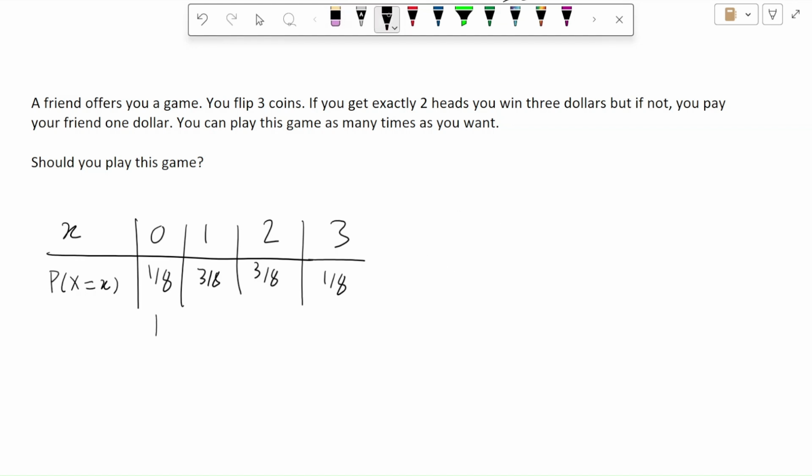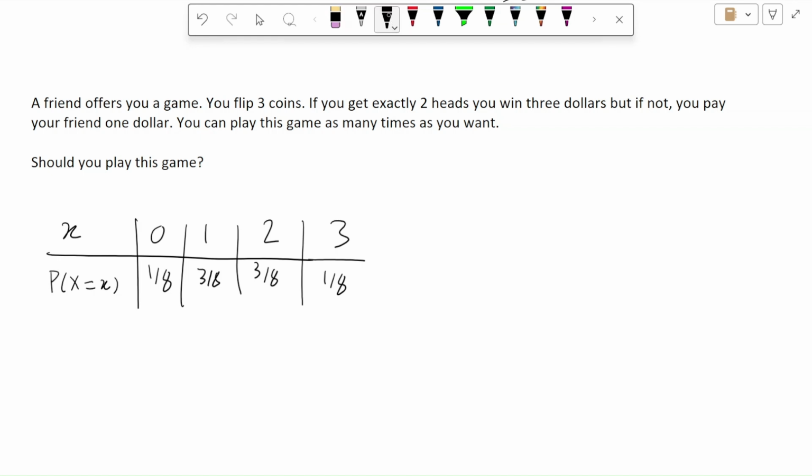The reason this is 1/8 is this would be 0 heads, so that would just be tail, tail, tail, which has a 1/8 chance. This is 1 head, so you could get head, tail, tail, or tail, head, tail, or tail, tail, head. So that's why the probability is a bit bigger there, because there's more ways to do it. Anyway, we need to calculate our expected winnings.